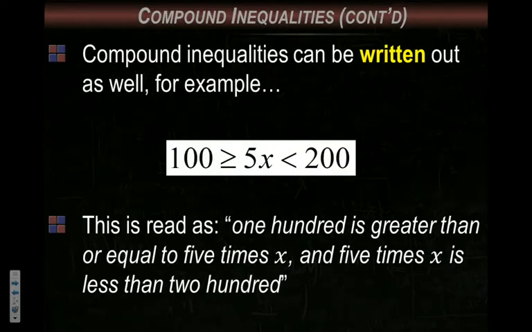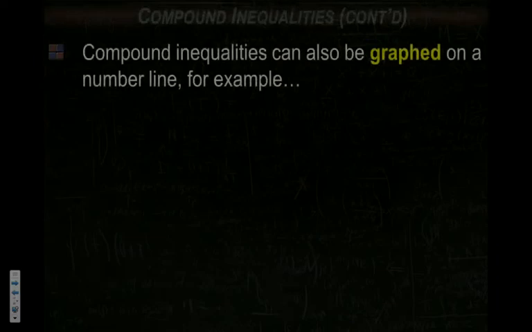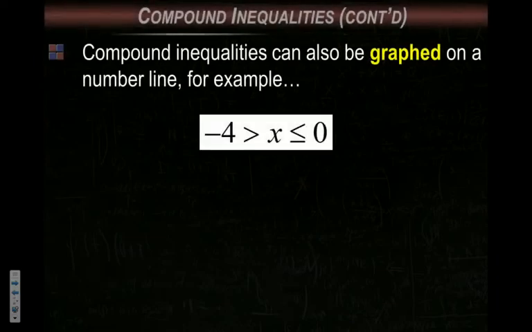Here's a compound inequality that says 100 is greater than or equal to 5x. And 5x is less than 200. Okay? It's red, as you can see here. It's that combination of and or in the compound inequality. Now, you can also put this on a number line. Here's how you do it. So let's read this out loud.